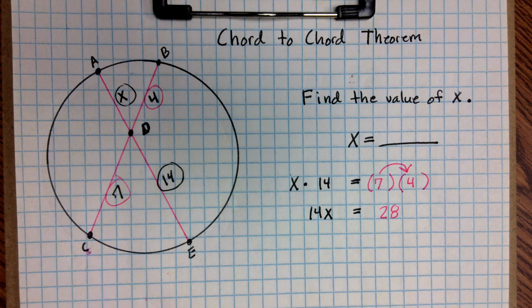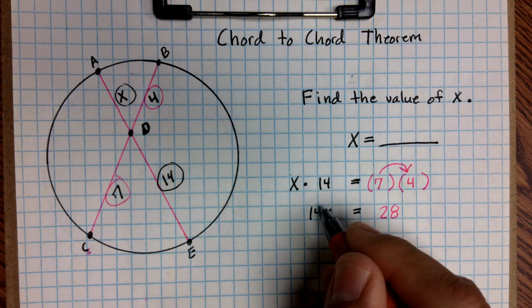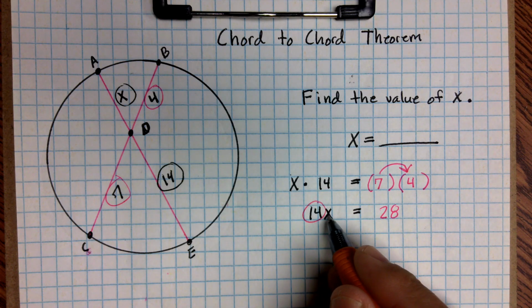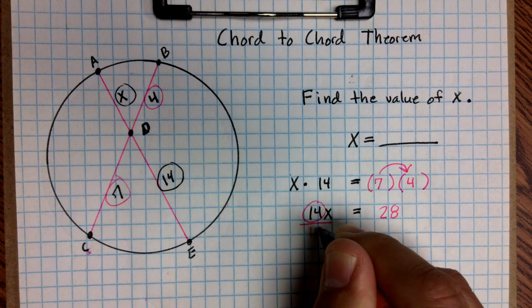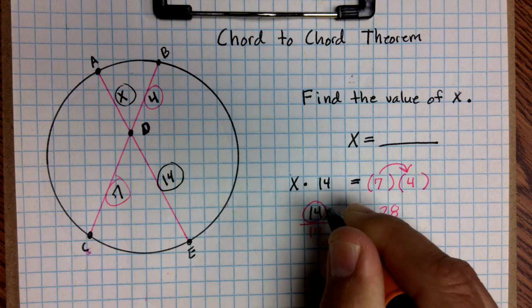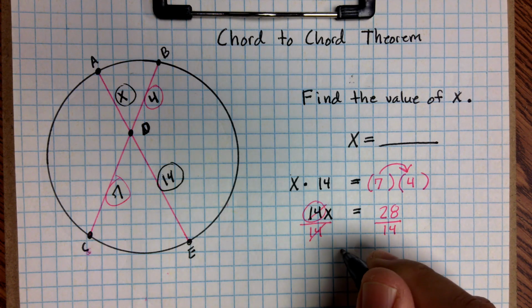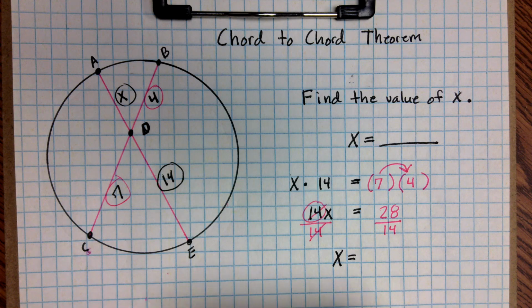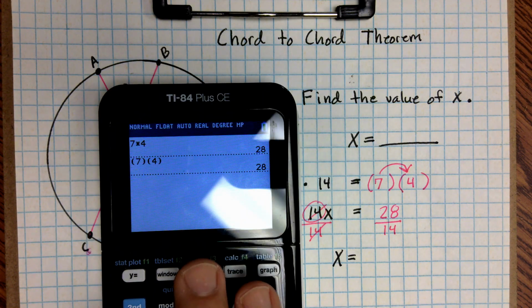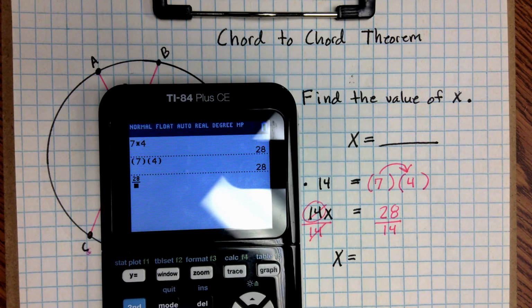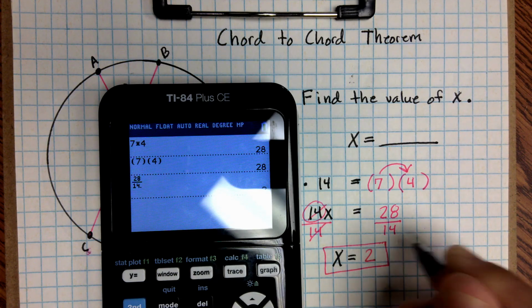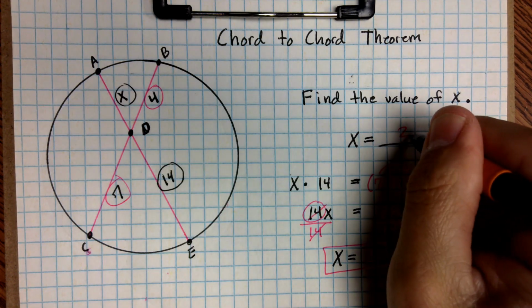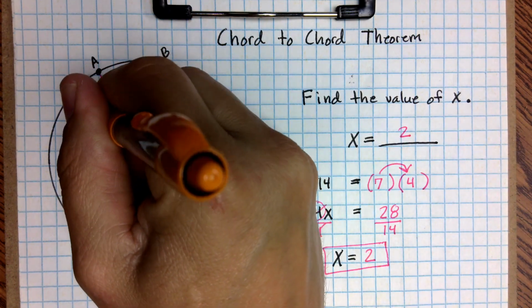Now, I do want to solve for x, so I want to isolate it. While these are being multiplied, I want to take that coefficient, the number that's being multiplied to x, and divide it out. So I'm going to divide by 14 on both sides. And I end up getting x is equal to 28 divided by 14, which gives me 2. And that's all there is to it. So in this case, x is equal to 2. This line segment right here is a value of 2.